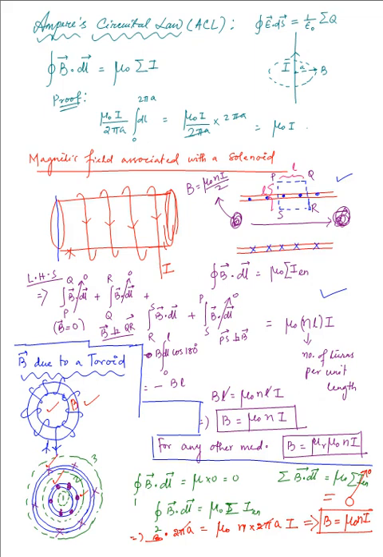Once again, if we are considering an air cored toroid, we are going to get mu naught times N I. Whereas if we are considering any other material with some other magnetic permeability, then the expression is going to be of the form that I've just ticked down, that is B is equal to mu naught mu r n times I.